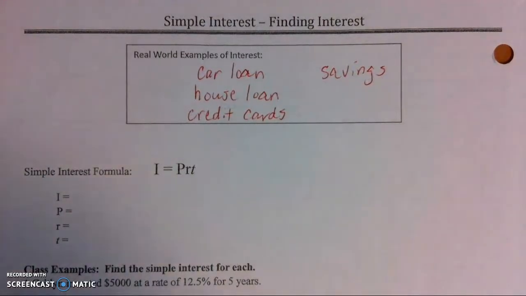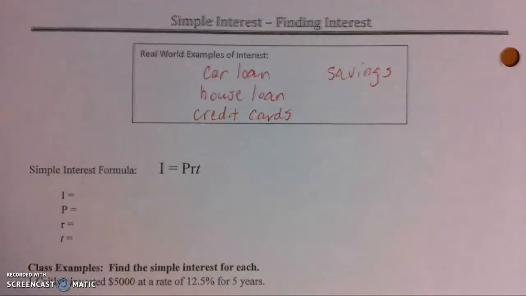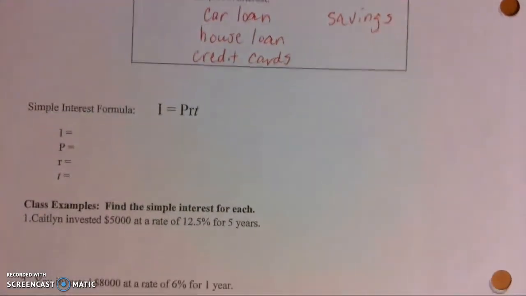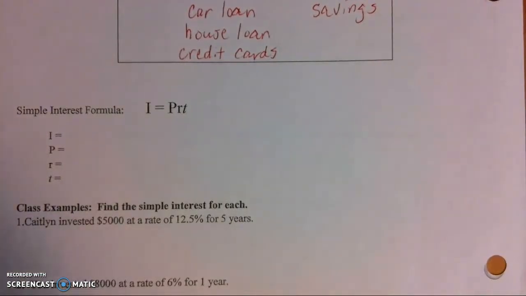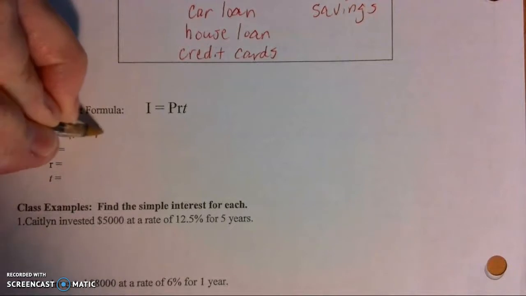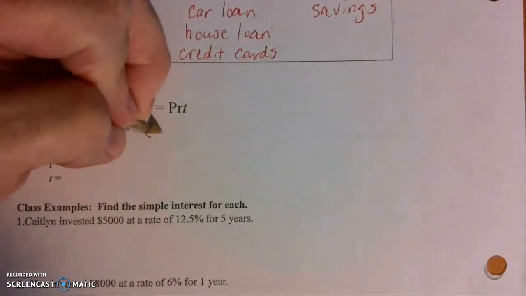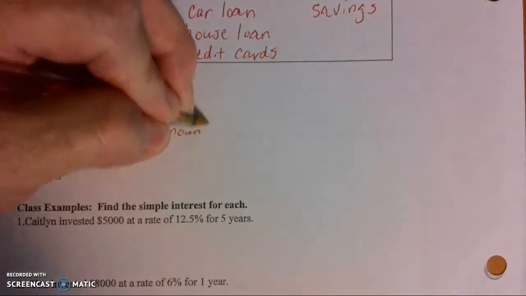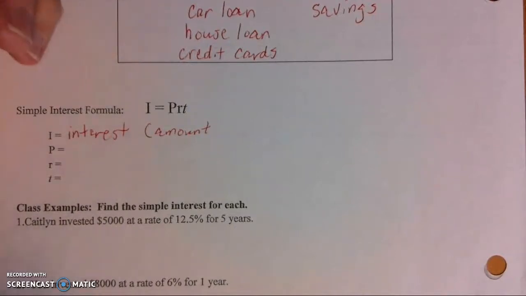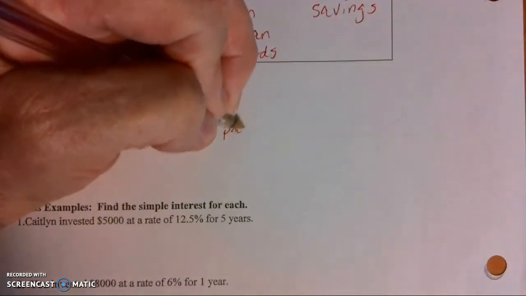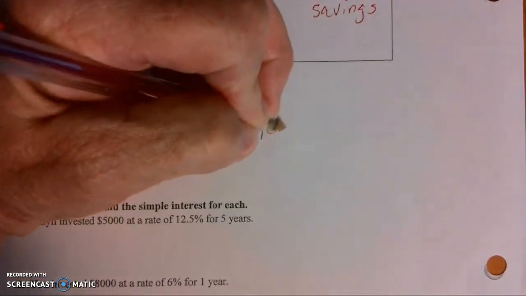So we're going to look at a simple interest formula. And the simple interest formula is I equals P times R times T. Now, each of those letters represents something in the formula. So let's start with the I. The I represents the interest. And interest is an amount of money. So it's either an amount you pay or an amount you're going to be paid for either saving or borrowing. So it's an amount paid or earned.